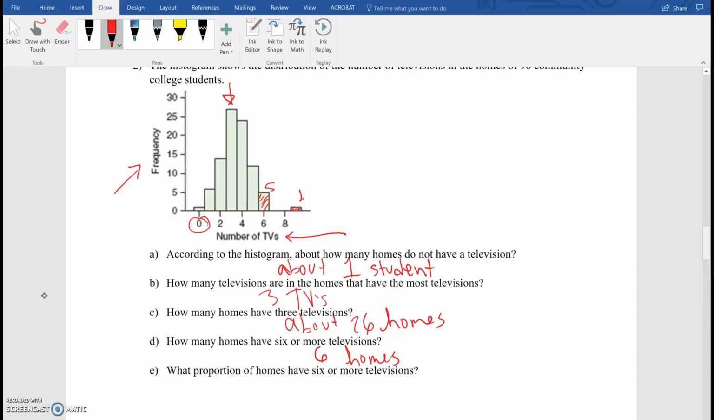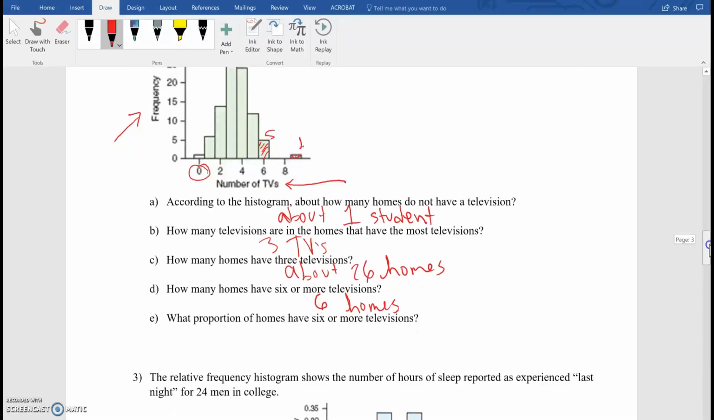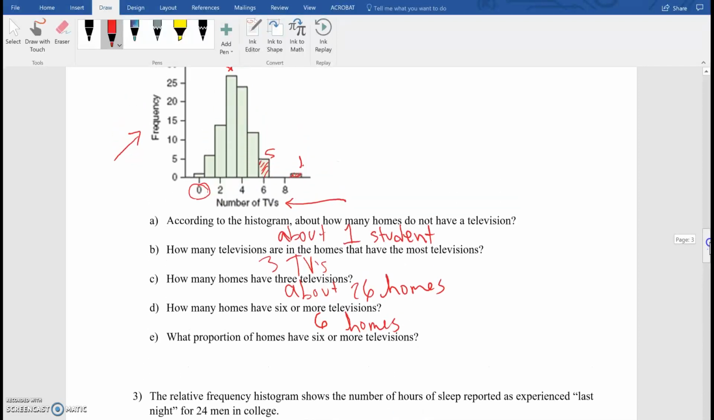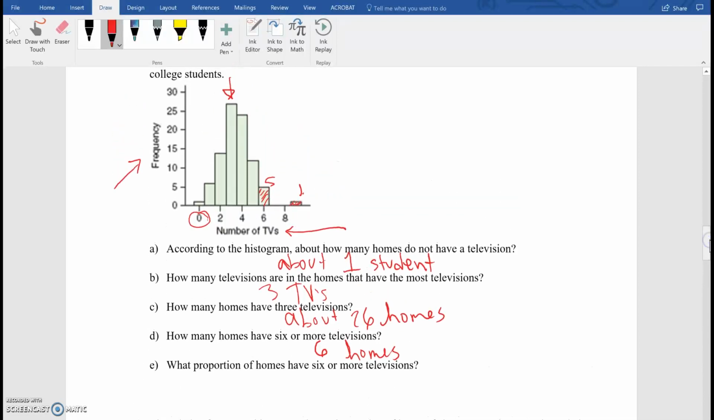Okay. All right. So far, hopefully everyone is with me. Okay. And then it says, what proportion of homes have 6 or more televisions? Okay. So we're looking at the proportion. So we already know how many homes have 6 or more televisions, right? That's what we found in part D. We know that there's 6 homes. We're looking for proportion. Well, 6 homes out of how many? Do you guys remember how many there were?